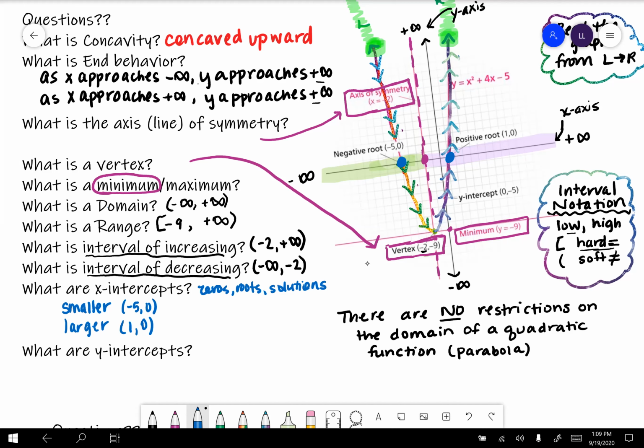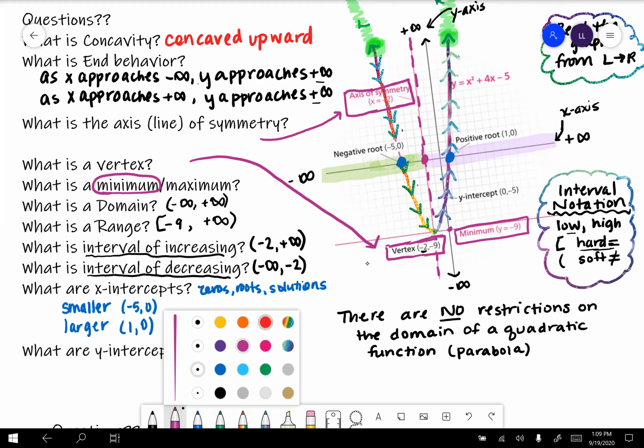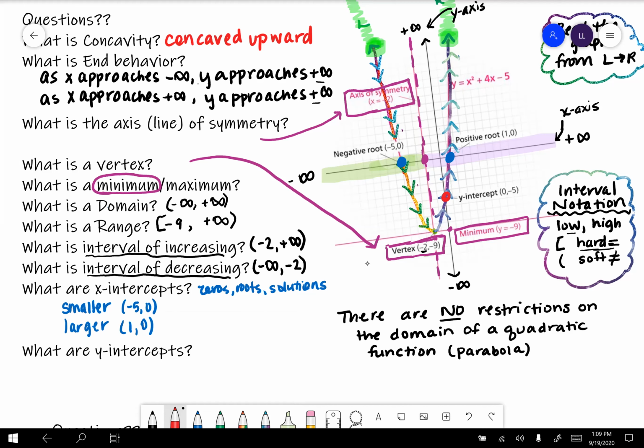Now let's look at the y-intercept. The y-intercept is where the graph crosses the y-axis. So our graph is crossing the y-axis right here at -5. So the y-intercept is a point, and so you have to write it with parentheses. All right, so here we have our x-intercepts, and we also have our y-intercept of -5. And that's how you find the x and the y-intercept.